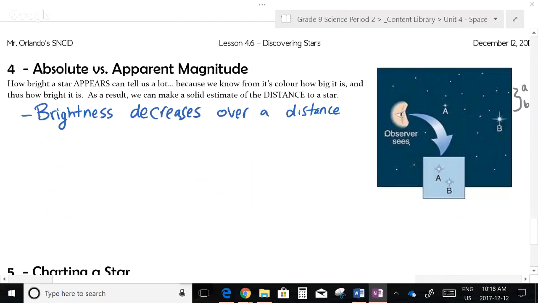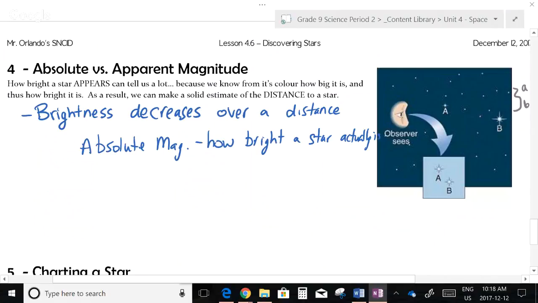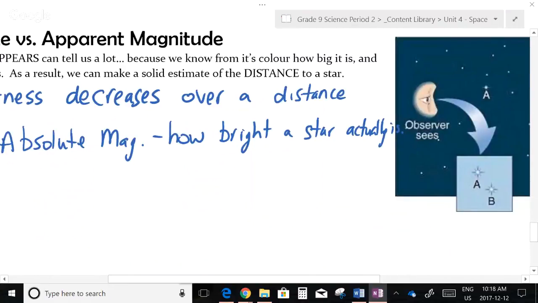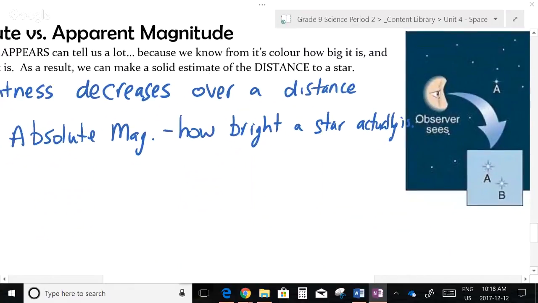And so the absolute magnitude, and I'm just going to put mag, is how bright a star actually is. So the absolute magnitude is how bright that star really is out in space.